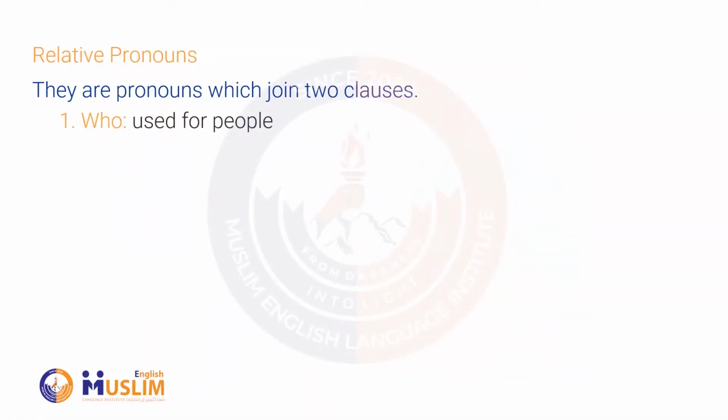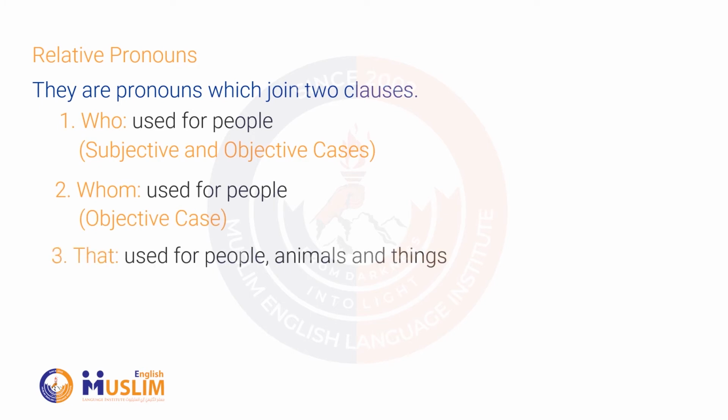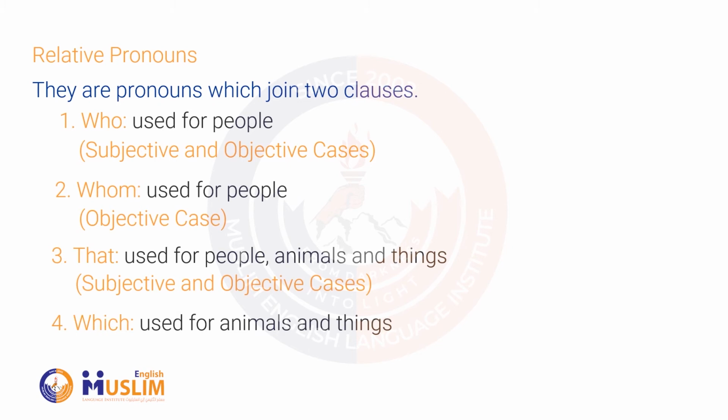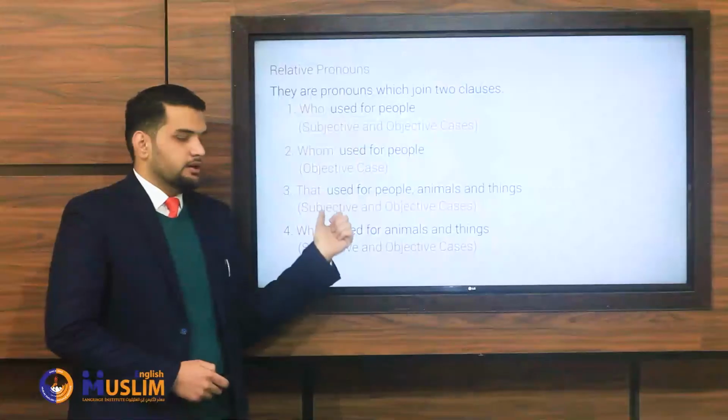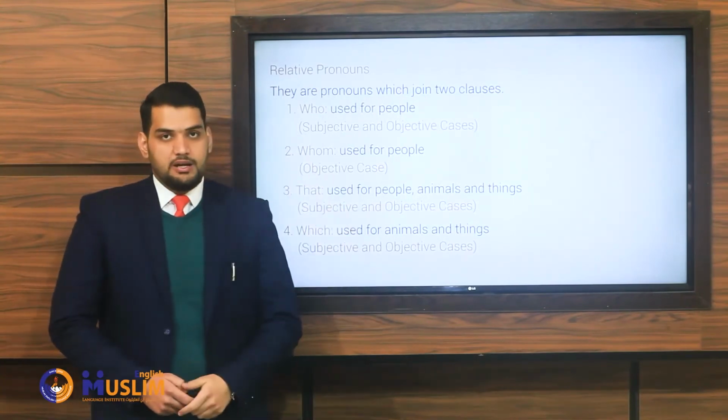The first one is who. It is used for people and used in subjective and objective cases. Number 2 is whom. It is also used for people, but only used in objective case. 3, that. It is used for people, animals, and things. It can be used in subjective and objective cases. And the last one is which. It is used for animals and things. And it's also used in subjective and objective cases. Remember, that is an informal word here and it can be used instead of all the relative pronouns.